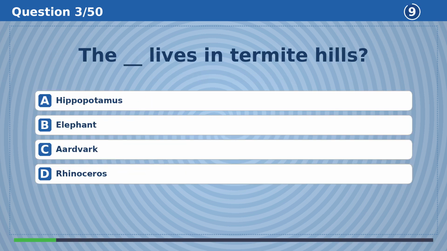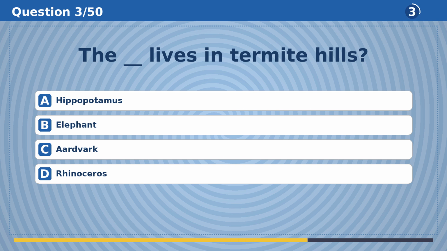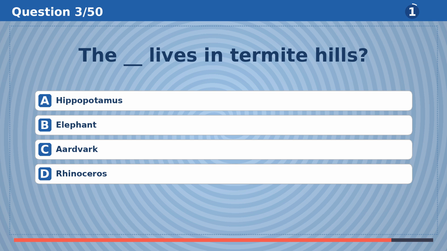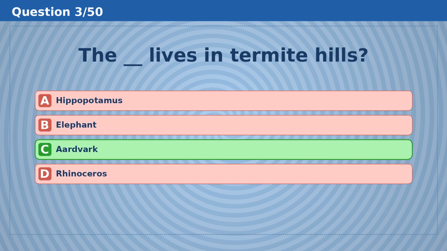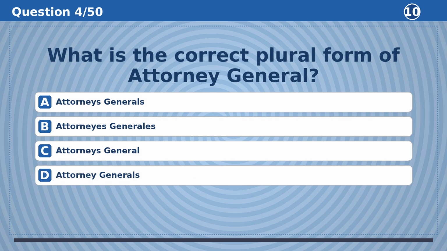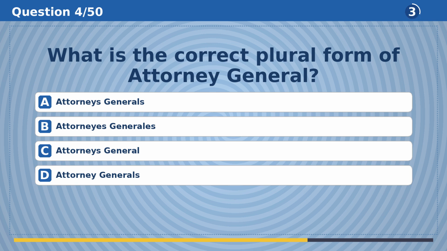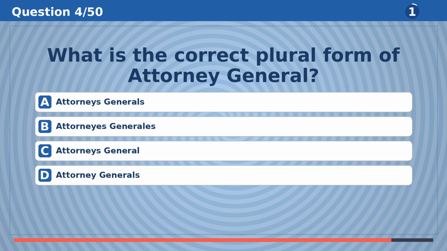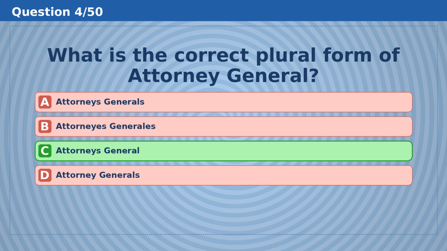The Lives in Termite Hills. The answer is C. Aardvark. What is the correct plural form of Attorney General? The answer is C. Attorneys General.